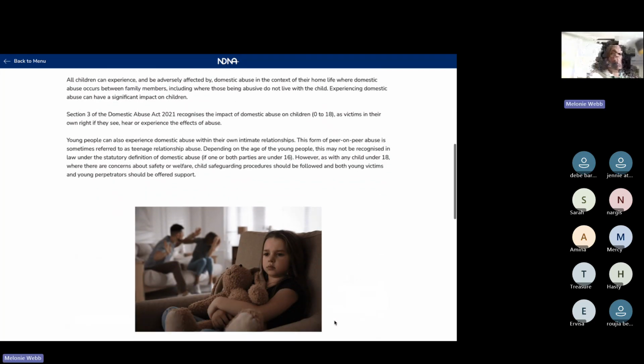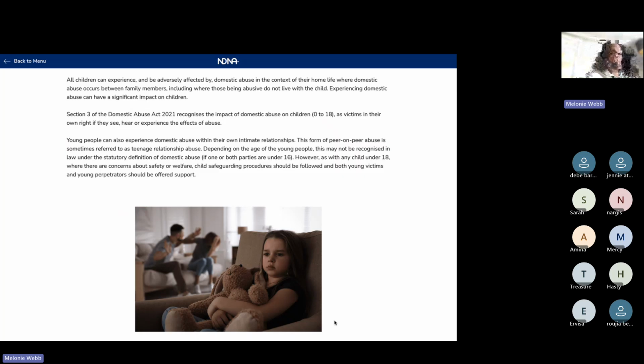All children can experience, did I just read that? Section 3 of the Domestic Abuse Act 2021 recognises the impact of domestic abuse on children 0 to 18 as victims in their own right if they see, hear or experience the effects of abuse.